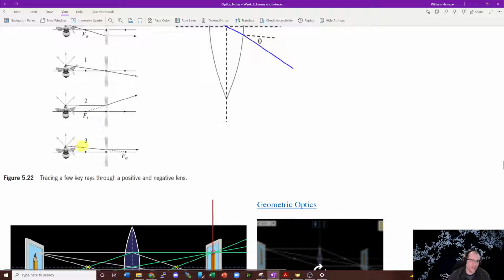And then this one here, you draw the line right to the object focal point. So you dash, dash, dash, dash, dash, and it becomes parallel here. It's dashed after here, and it would be parallel after that. So it'd be parallel on this side.